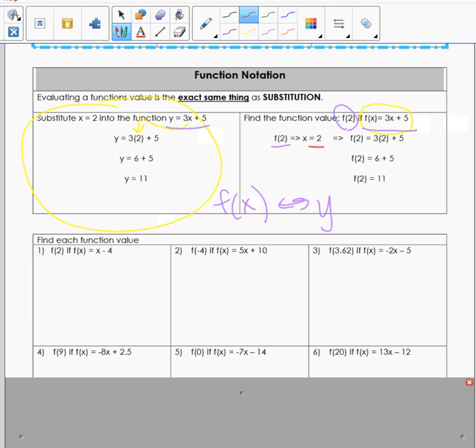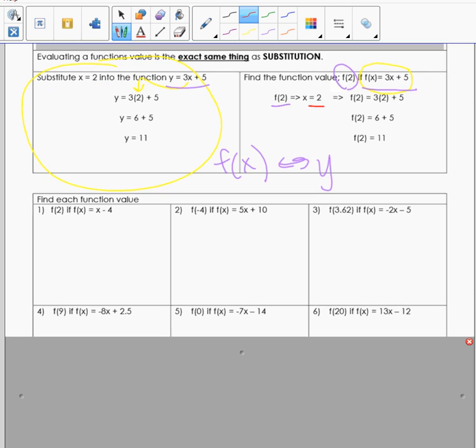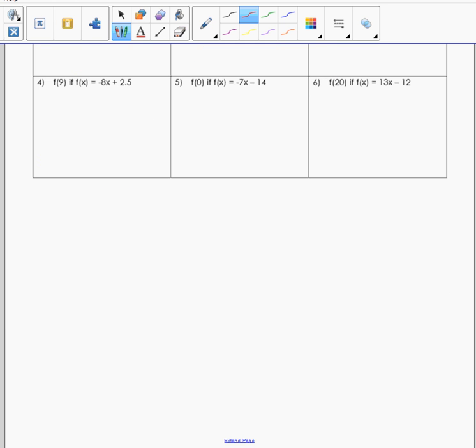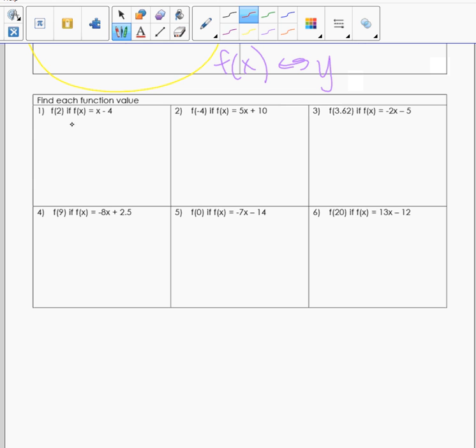Here, for number 1, it says f of 2 if f of x equals x minus 4. So that means f of 2 equals, this is just notation, it's like saying what is y when x is 2? You're going to take this x right there and make it a 2. So you're looking at 2 minus 4. Well, 2 minus 4 is negative 2. So your answer is negative 2. It's the same thing, it just looks different.